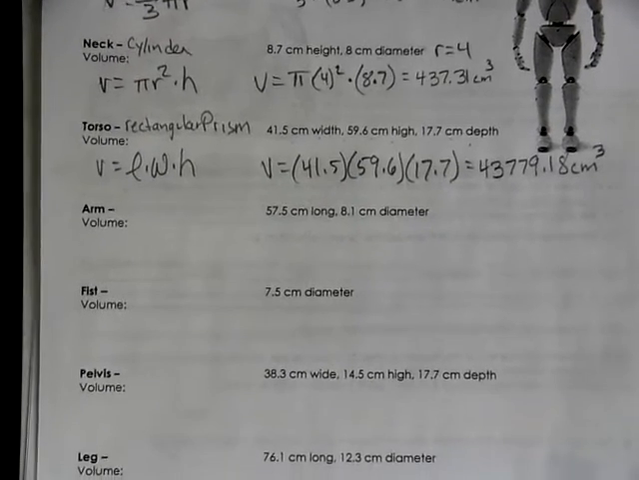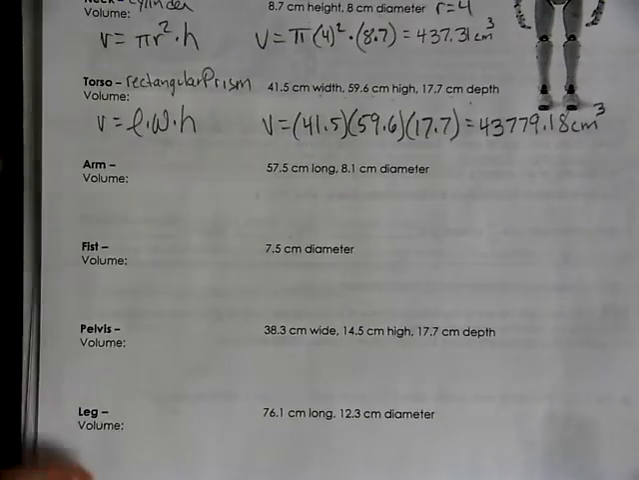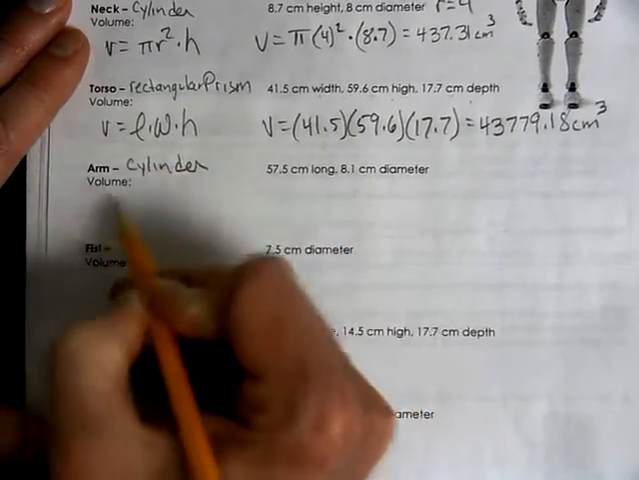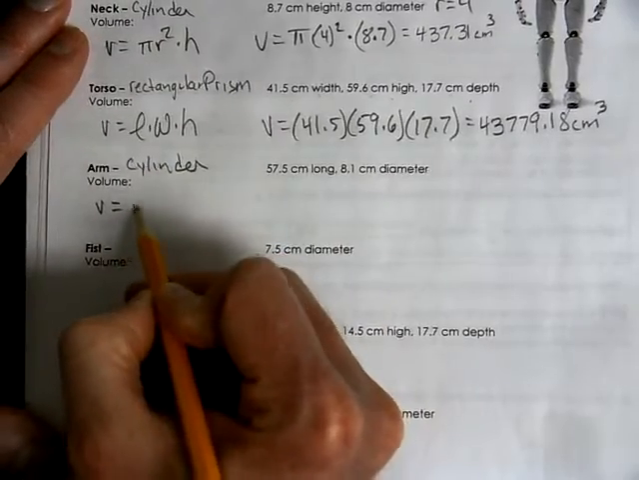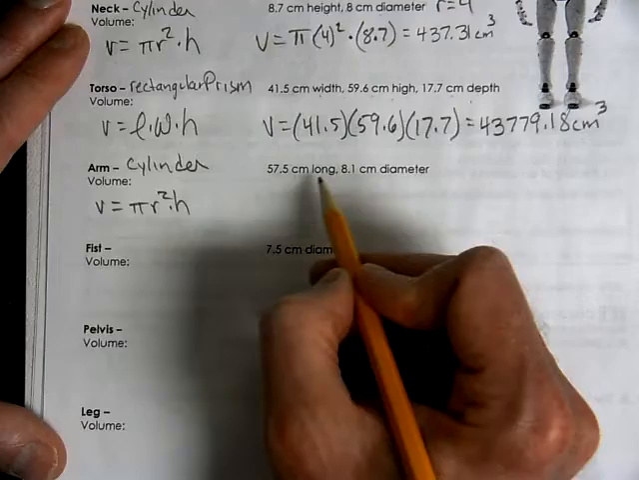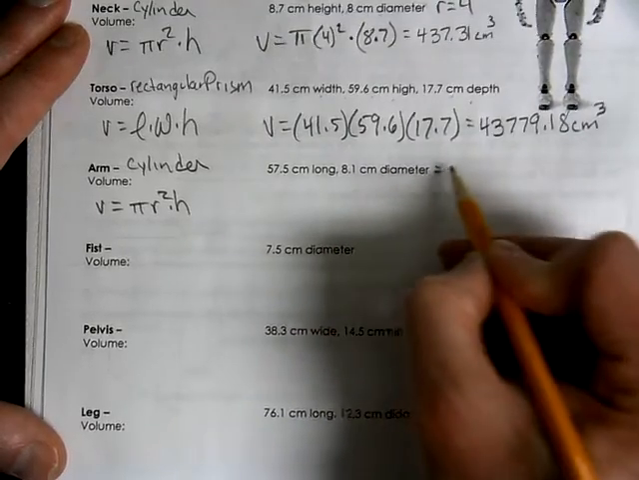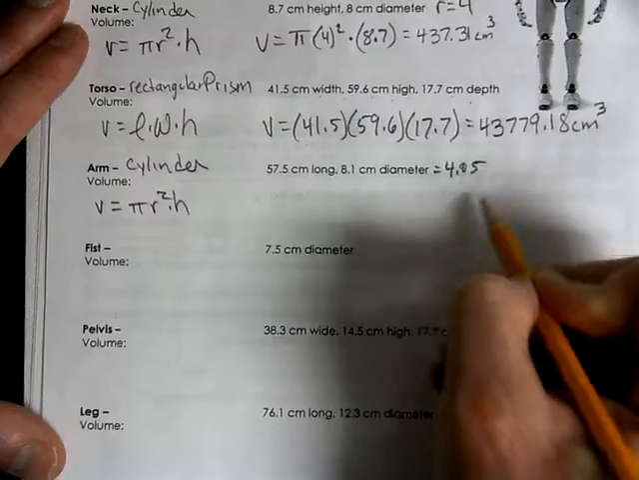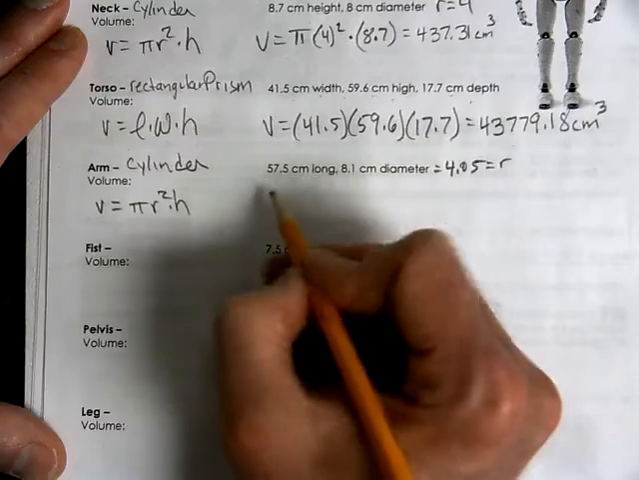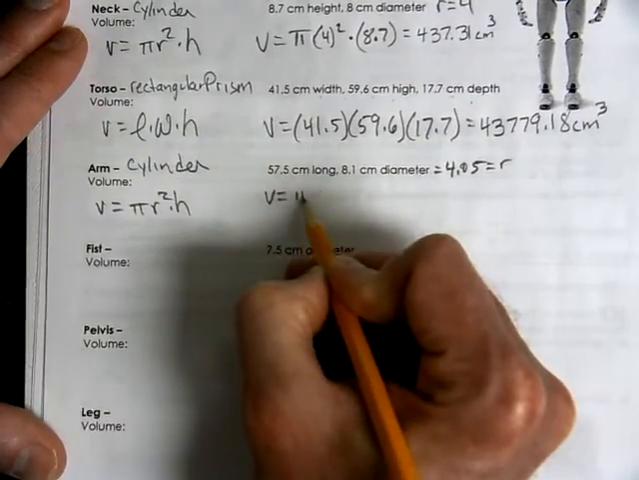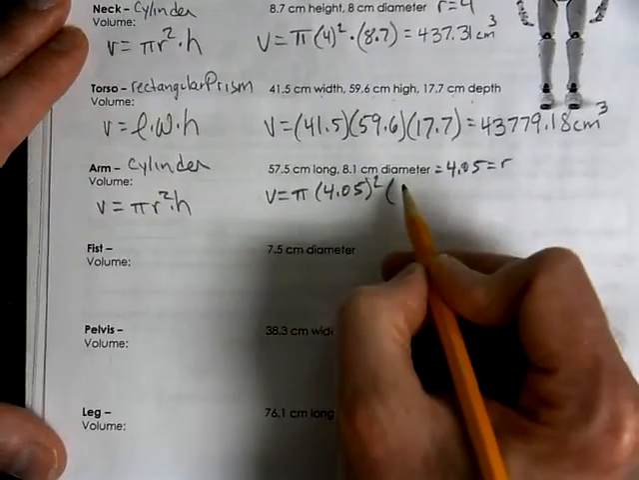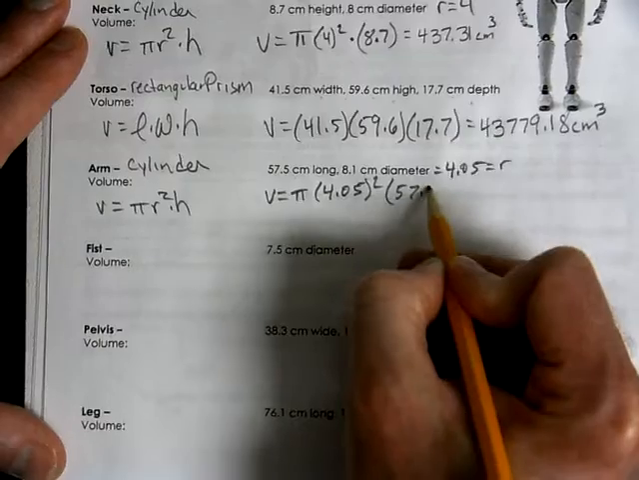How about our arm? With the dimensions that they're giving us, we would consider this a cylinder. We know that that's pi r squared times the height. We have a diameter, so we know we're going to have 4.05 for our radius. So pi times 4.05 squared times our height, how long it is.